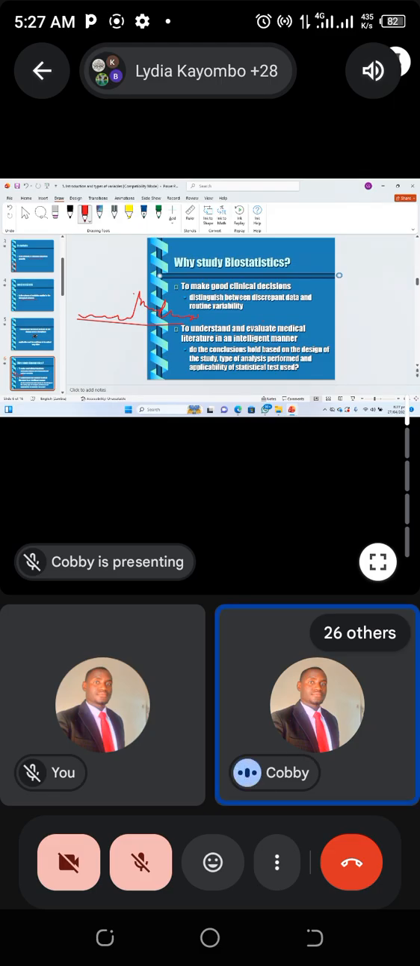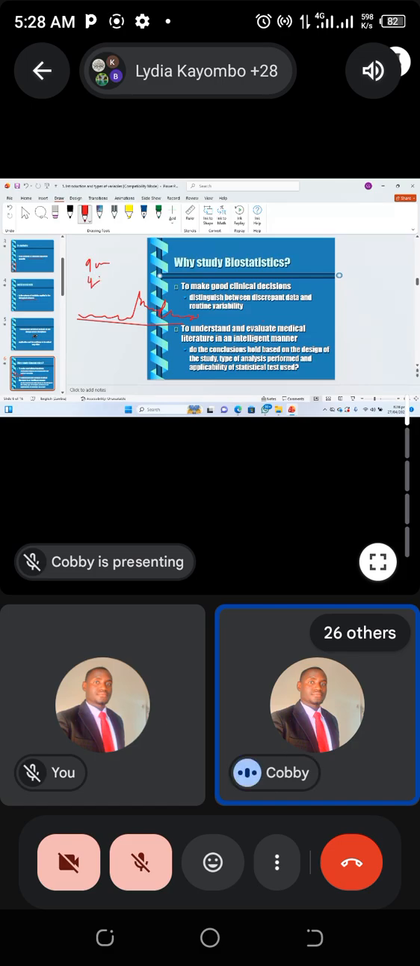Hello? What are some of the study designs that are used in research? Madam Lydia? So there are two study designs, quantitative and qualitative. You have quantitative and qualitative study design.